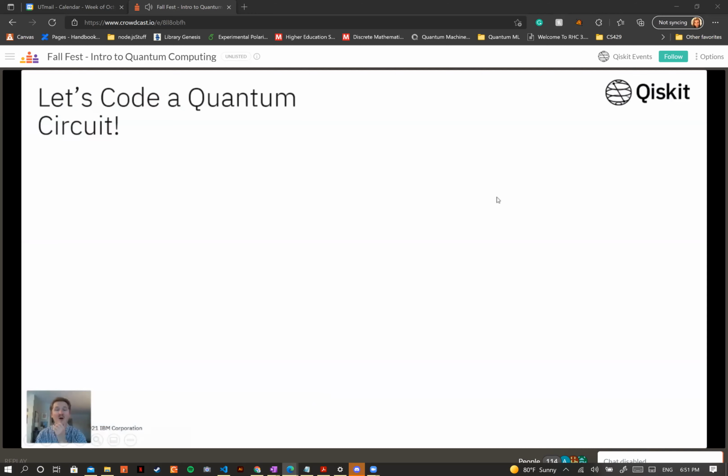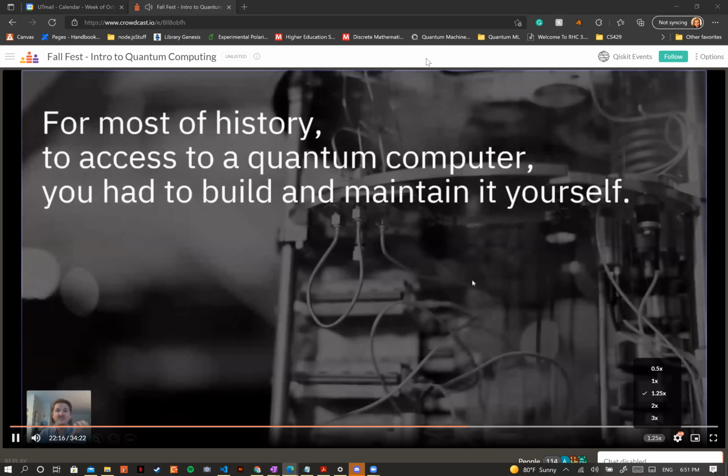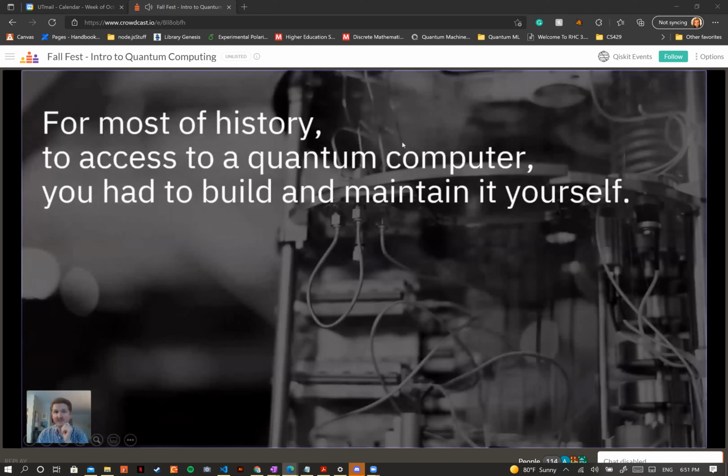Okay, so let's code a quantum circuit. For most of history, to access a quantum computer, you had to build it and maintain it yourself.